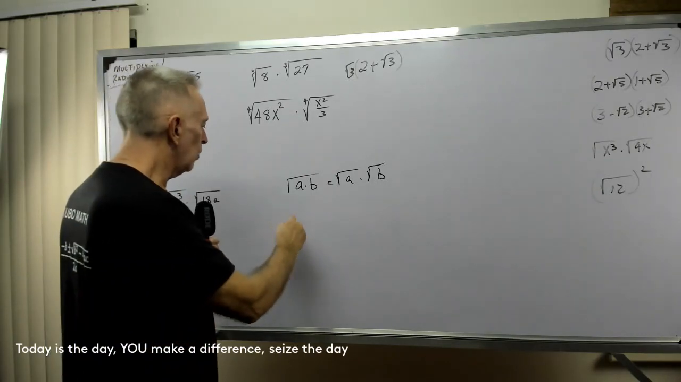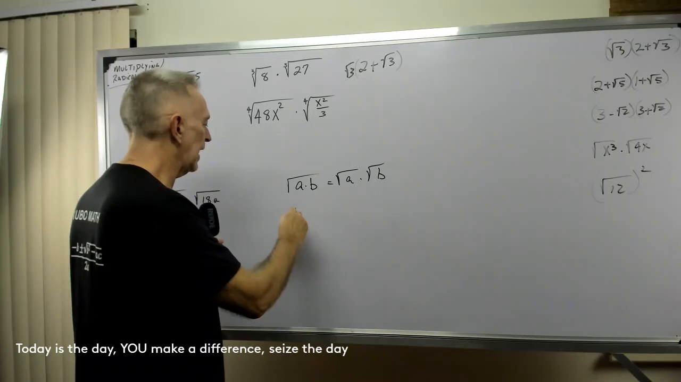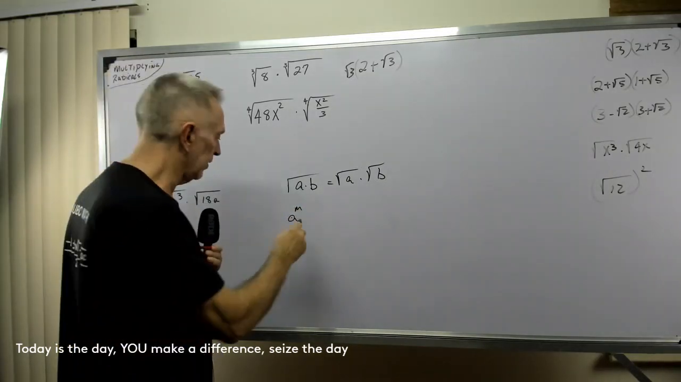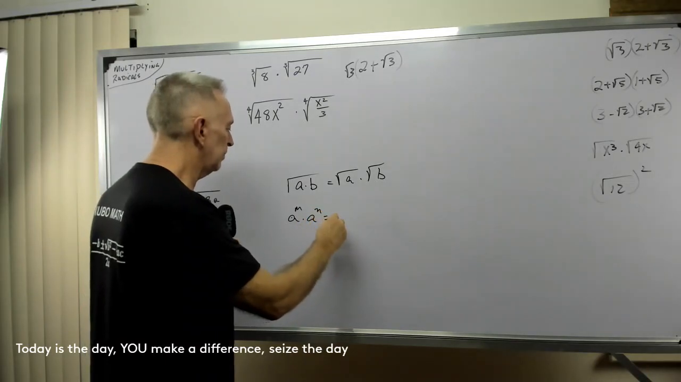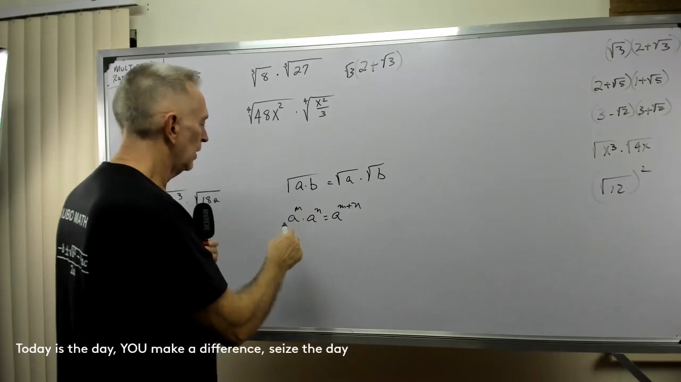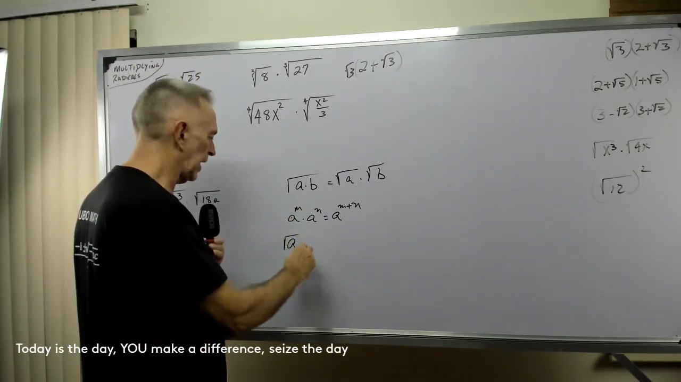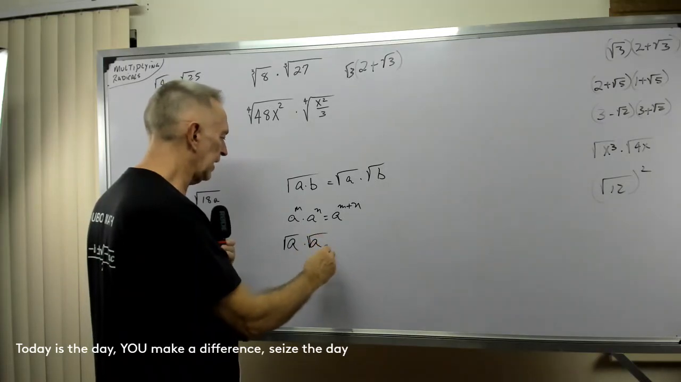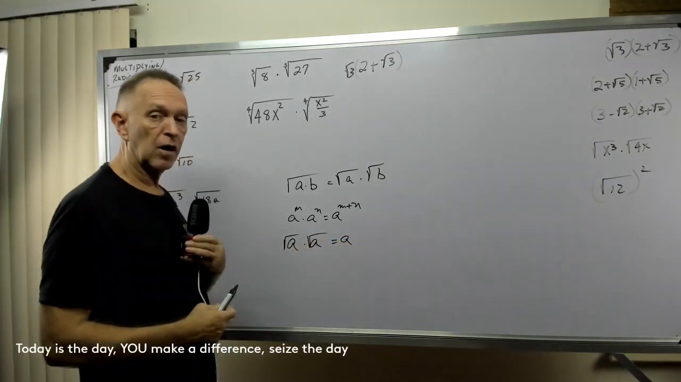Now, you'll know if I have a raised to the power of m times a to the n, we've said before, that's a to the m plus n. You also know that when you have, let's say, the square root of a times the square root of a, it just equals a. The radical sign drops off.